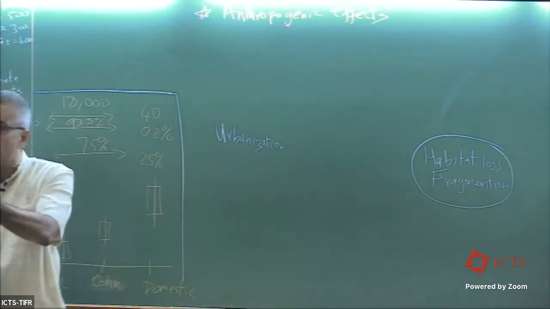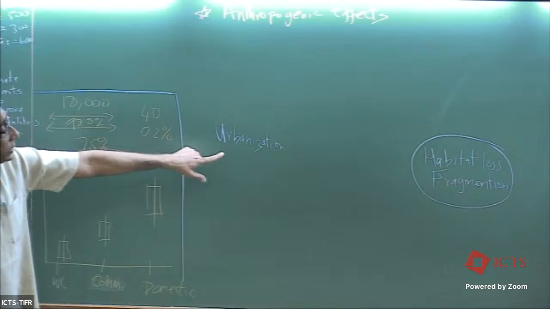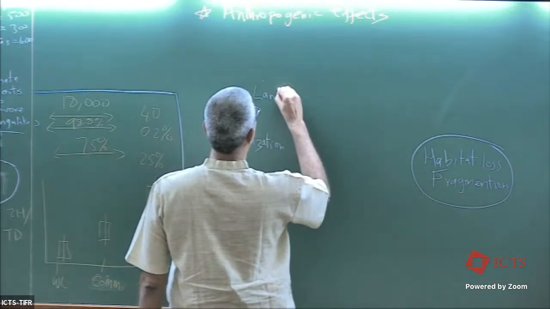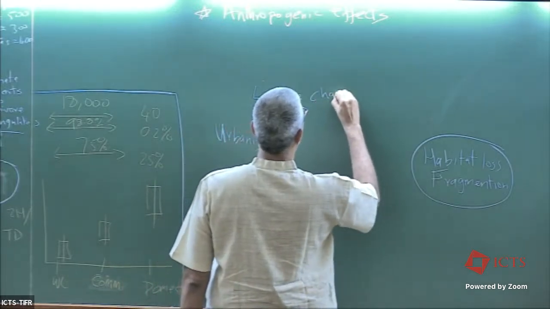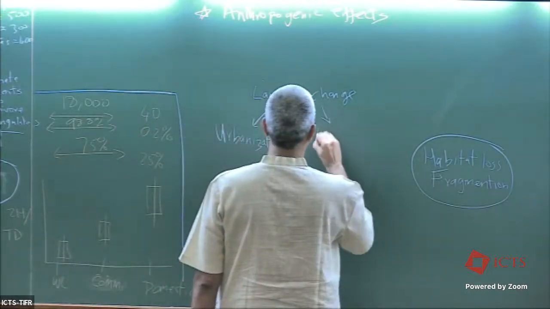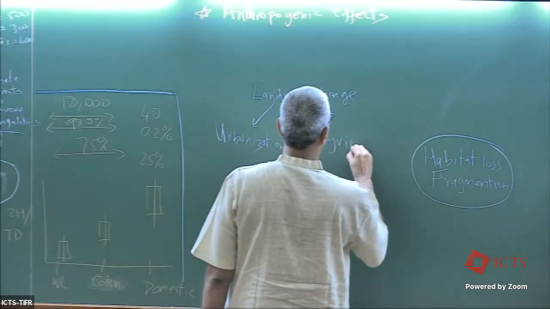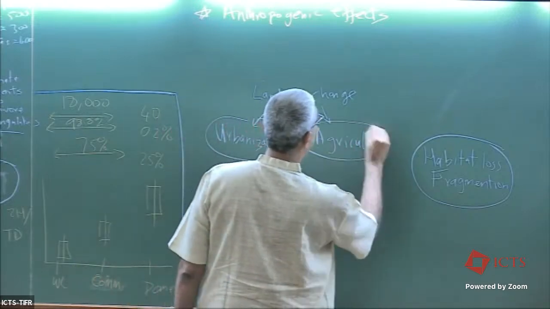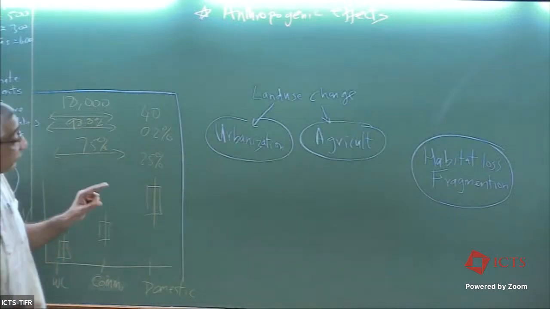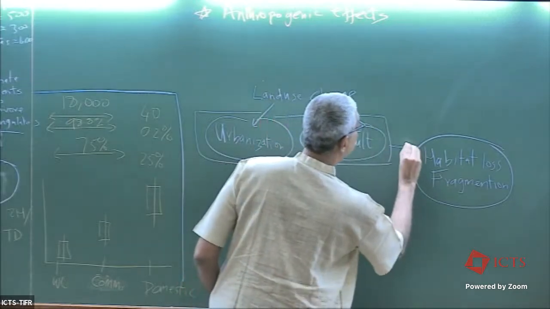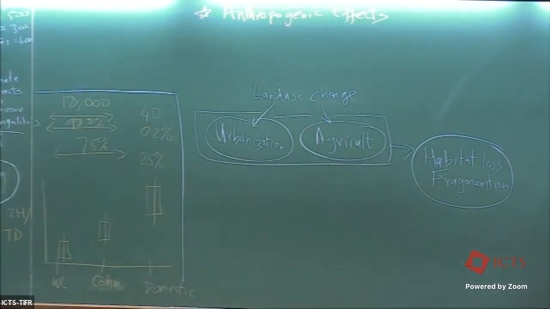But what else? So urbanization is a type of land use change. Habitat loss is a type of land use change. So I can probably put land use change right on top, right? And then I can say urbanization. Somebody said agriculture, very good. Agri. Very good, perfect. So we have urbanization, we have agriculture, right? And actually, if you take these two alone, they are the primary drivers of habitat loss. So these are the major drivers.